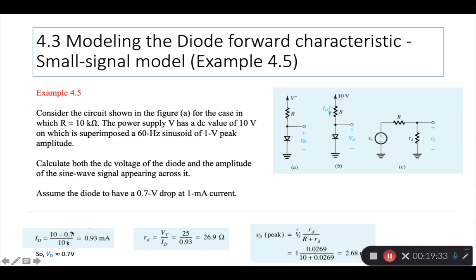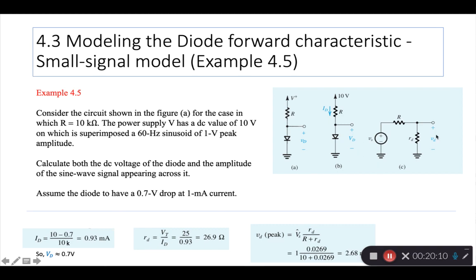Okay, so let's see. I've given you the results already, but we can see how he solves it. The first step is to find the diode current with a 10 volts drop. We have been given that there is 0.7 volts at 1 milliamp, but we have also been given this. So using this formula, we come up with 0.93, which is pretty close to the 1. So we can assume that the voltage drop is 0.7.